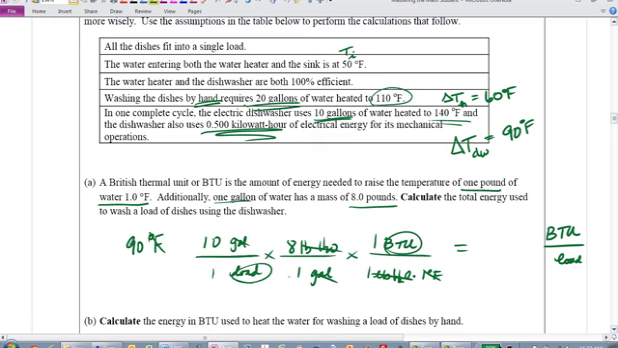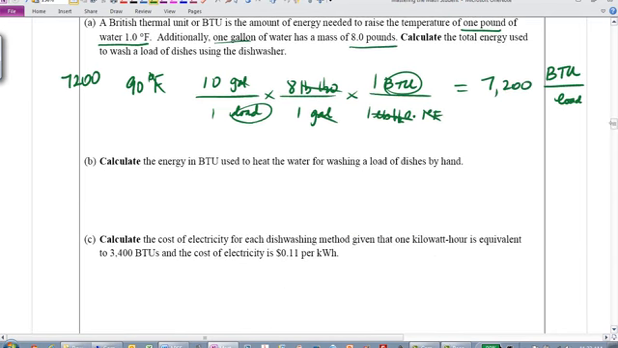So 9 times 10 is 900, and that times 8, 9 times 8 is 72, and I've got 2 zeros after it. So I have 7,200, and that's it because everything else is a 1 along the bottom. So 7,200 BTUs per load.